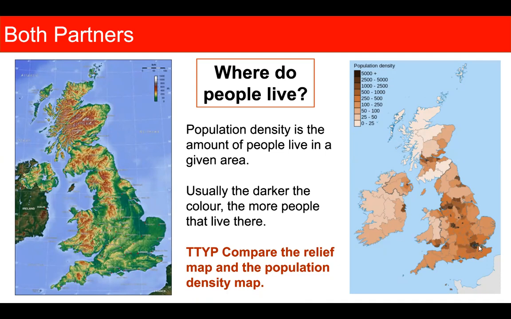If we look here, London, being the largest, densest area in the UK, is actually here, on flat land. And a lot of the darker areas here are some of the major towns and cities in the UK, and it's all flat land. It's easy for people to settle, it's close to local resources, and lots of businesses are set up there for people to live in.